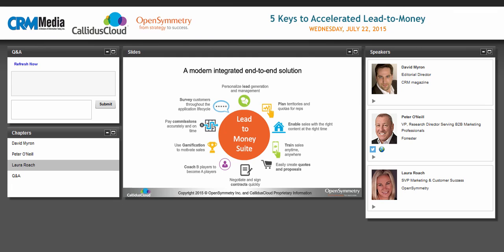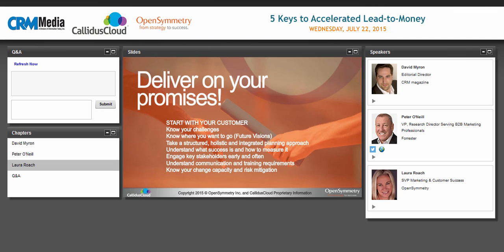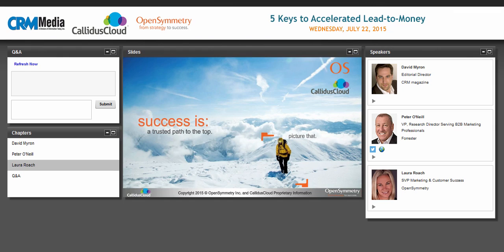They have this end-to-end solution as well as all the way to the end where you survey and engage your customer for life. So it's not just getting your customer, it's embracing them, hugging them, and basically keeping them engaged for life. So you need to deliver on those promises that you have to your customers and start with your customers. Know where you want to go. What's your future vision? Take that structured, holistic, integrated planning approach where you lay out really what you need to achieve and then engage there on actually executing.